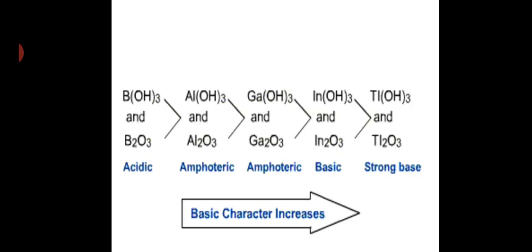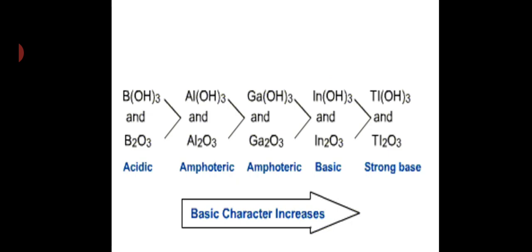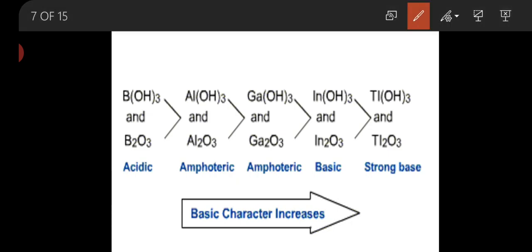And these oxides can also be classified here. We can show the acidic property. First, boron oxide shows acidic property, and this acidic property goes on decreasing, from acids to strong bases. Okay, this is the simple formation of the different oxides of a group 13 element.